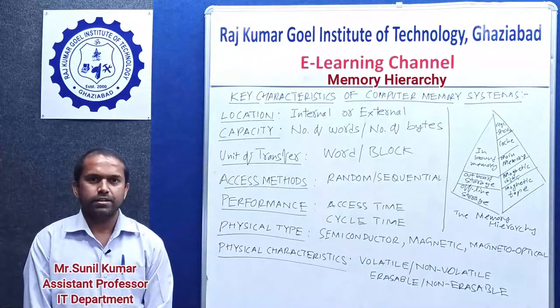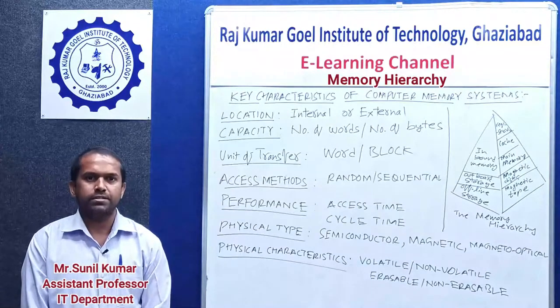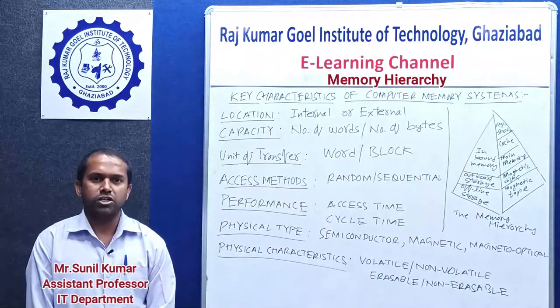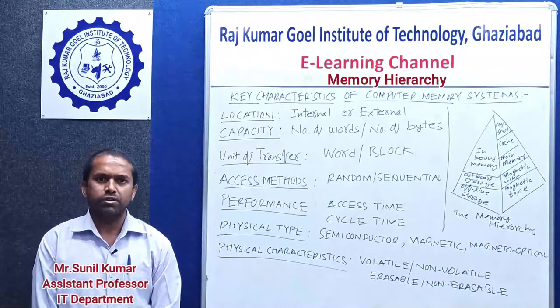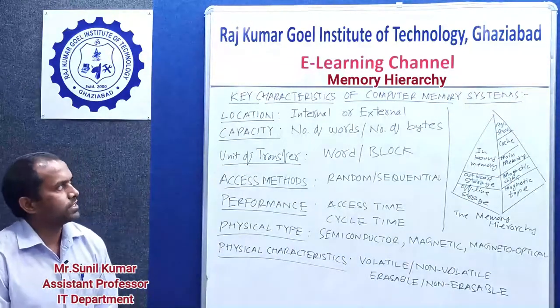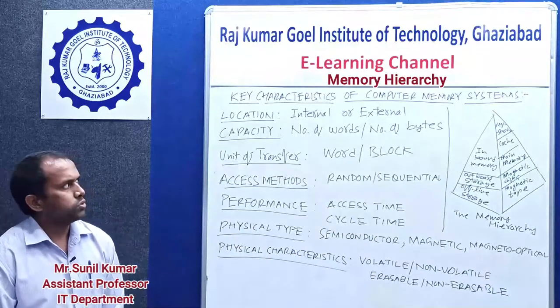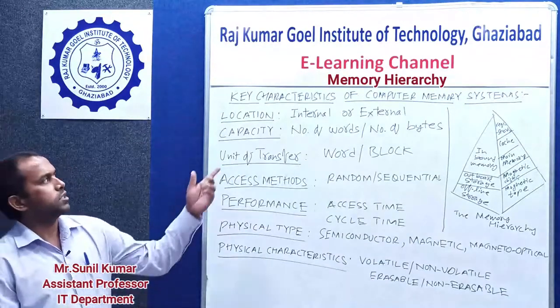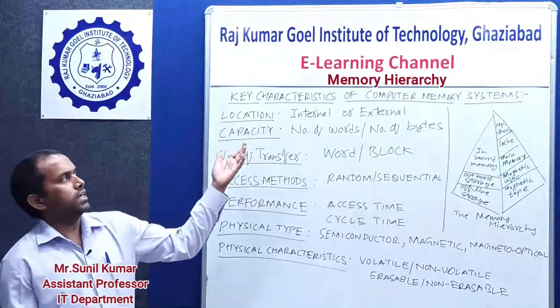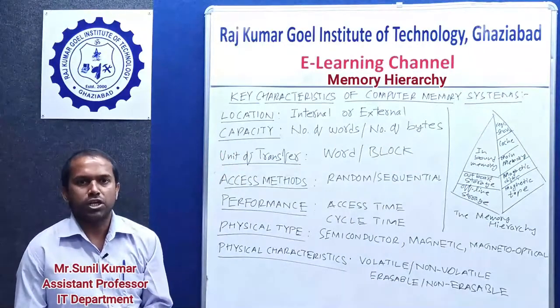Today we will see about memory systems, that is a very important functional unit of computer. So first we will start from what are the various key characteristics of computer memory system. Some characteristics are like, first one is location. It may be internal location or external.